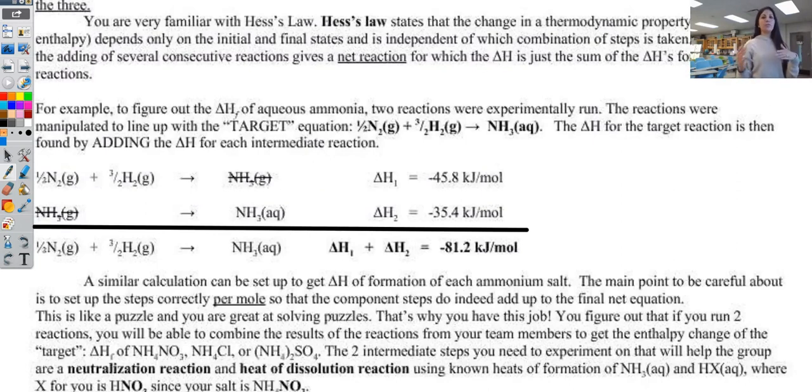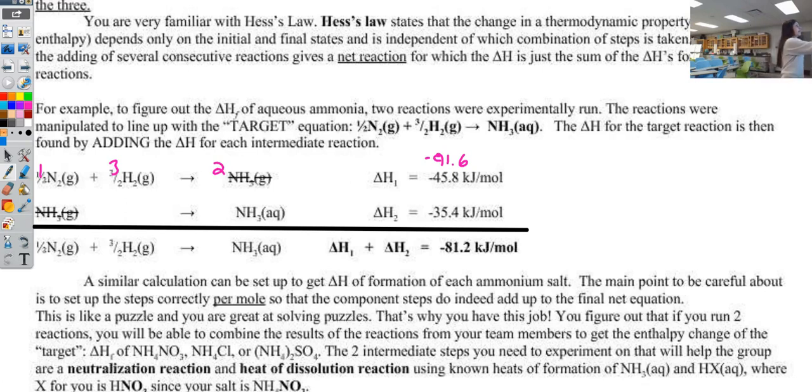Now, we know that you can do products minus reactants to figure out what the delta H is for a reaction. And typically, a reaction is written and balanced using whole numbers as the coefficients. So, for example, this top reaction probably did not look like that. What it probably looked like was 1 N2 plus 3 H2 yields 2 NH3. And so the delta H value in that case was probably double this. So it was probably a negative 91.6 instead.